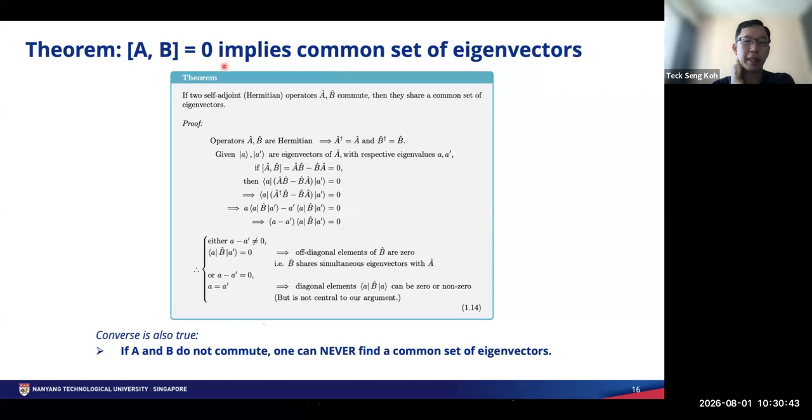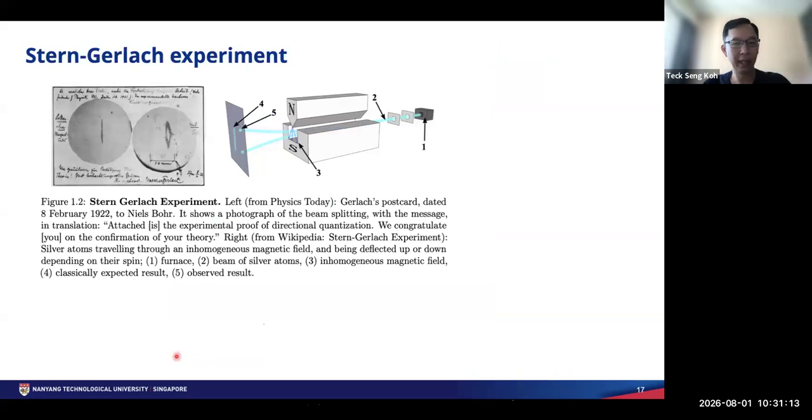Just to reiterate, if A and B commute, they imply a common set of eigenvectors. The converse is true. If they do not commute, you can never find a common set of eigenvectors. So for the next thing I want to talk about, remember this. So what does not commute? Position and momentum don't commute. If you measure the spin of an electron in the z direction, that doesn't commute with the spin measured in the x direction. Keep that in mind. And that's important to understand the Stern-Gerlach experiment.